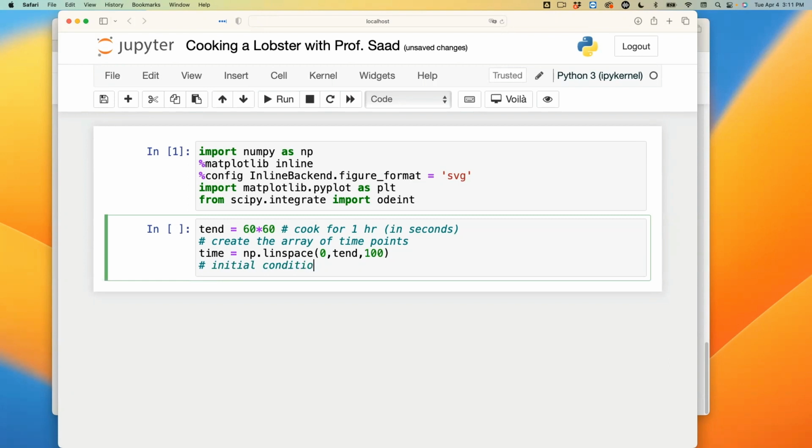Initial condition: that's the initial temperature of the lobster. You've done cooking before. It's good practice to take your poultry or meat out and let it settle to room temperature, and then put it on the grill or in the oven.